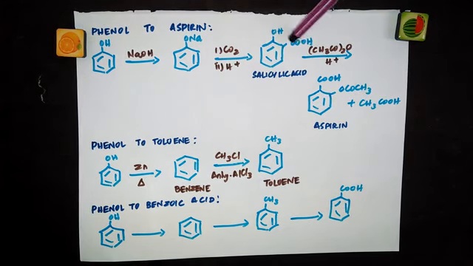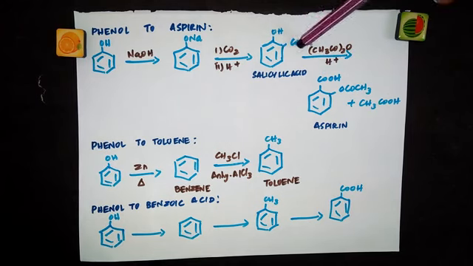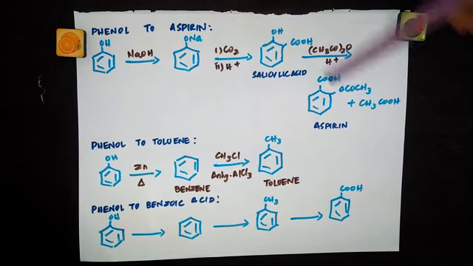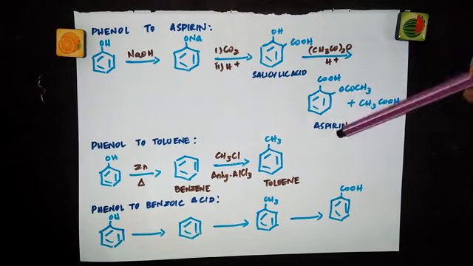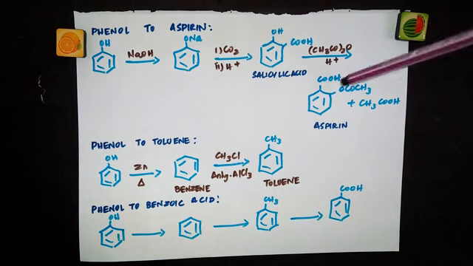You can keep the COOH here itself. I have changed and written. You can keep the COOH here. Instead of this H, you can write this, instead of this OH, you can write OCOCH3. This is aspirin, and we call this orthoacetoxybenzoic acid.